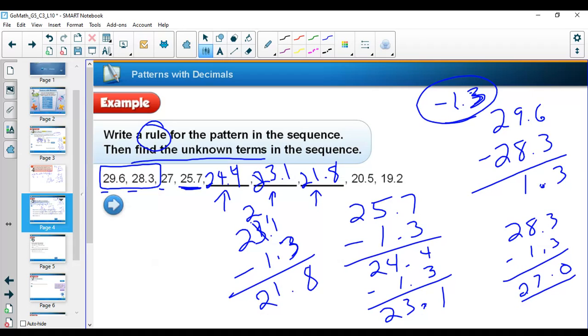Right? So again, first step, is our sequence of numbers getting larger or smaller? If it's getting smaller, like this one is, we're subtracting. I take two adjacent terms and find the difference between the two of them. I double check my rule, and then I apply it to my pattern so that I can find the missing terms.